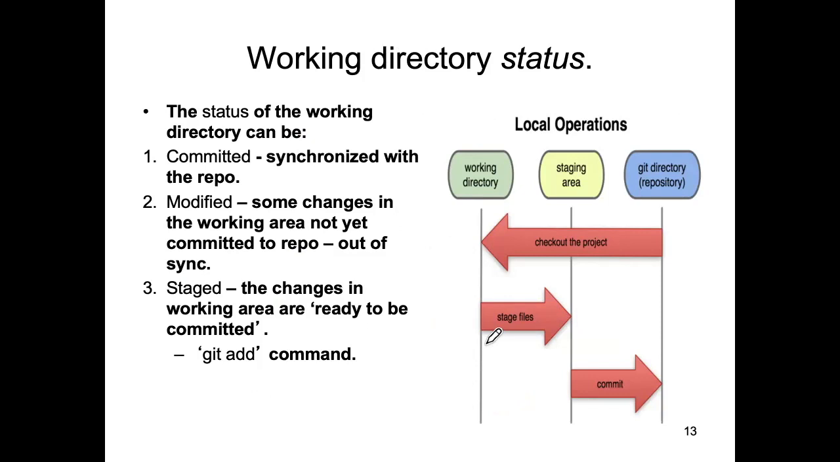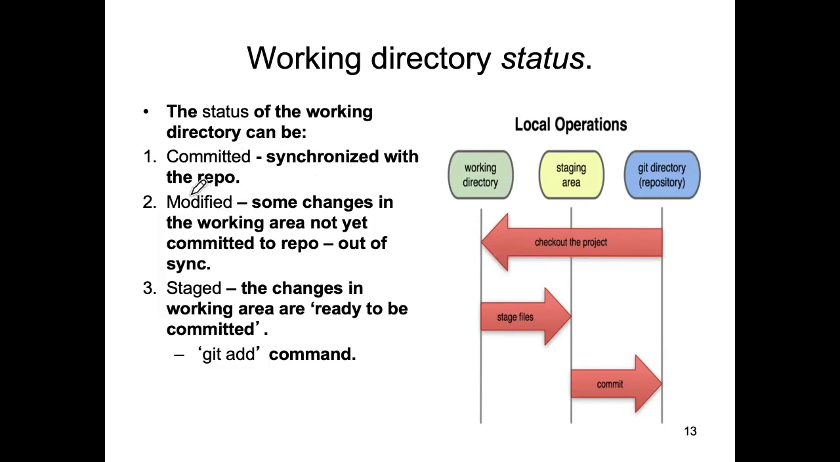So I talk about the working directory there, which is where you do your edits. And I'm saying on this slide that the status of your working directory is one of the three on the left here. It's either in a committed state, which means that the repository has the most up-to-date copy of the working directory in it. In other words, you've just done a commit. And so now the repository is in sync with your working area. So we say the working area is in a committed state.